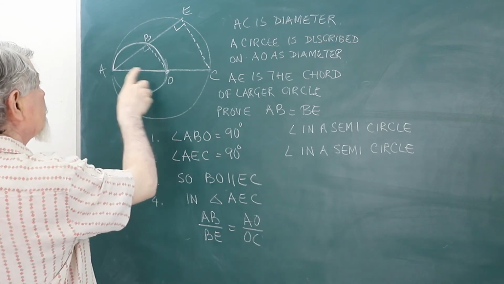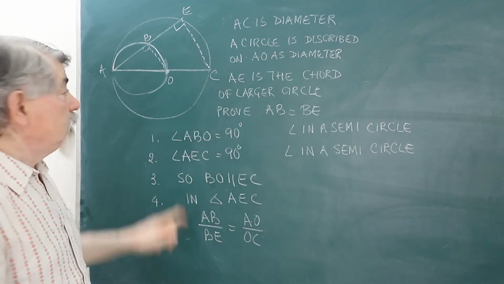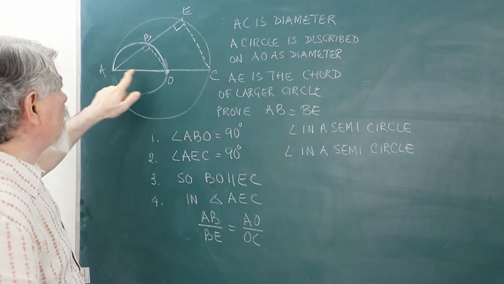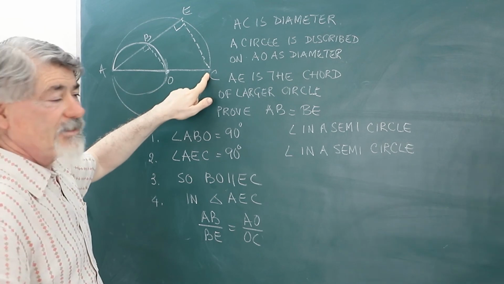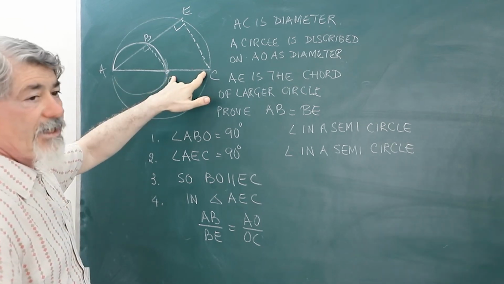But O is the center of the diameter AC. That means AO and OC are equal.